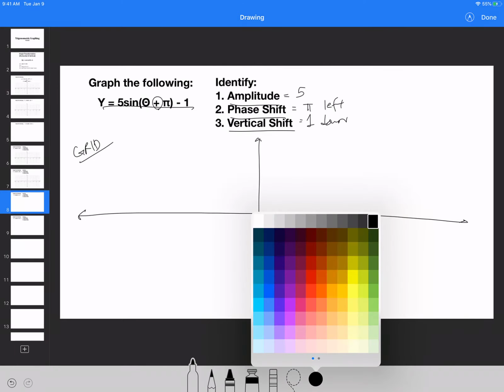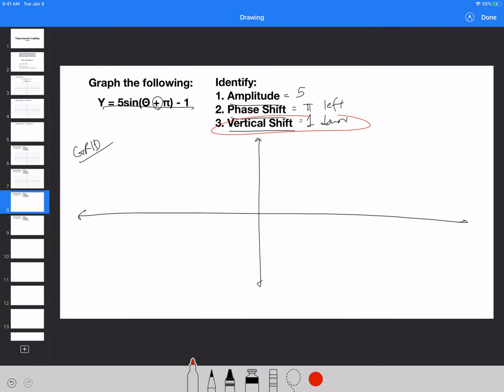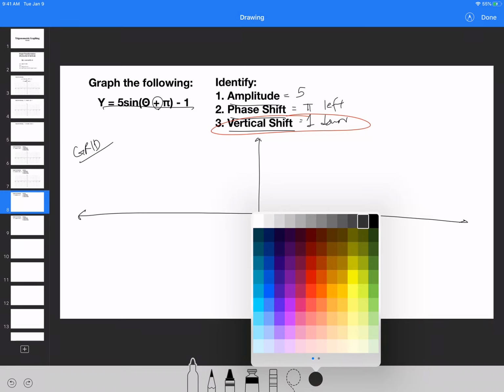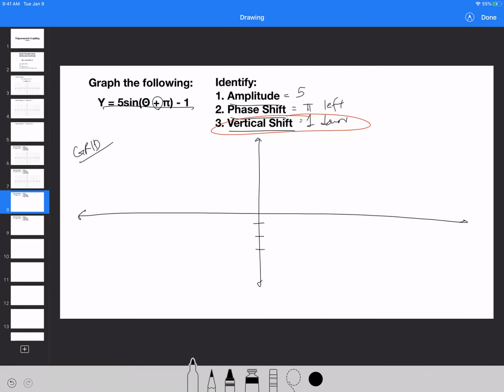Now, after all those things have been identified, you're going to start from 1 unit down, which is at -1. Then I'm going to go 1, 2, 3, 4. Maybe I should just draw the increments first. So let's say I go 1, 2, 3, 4, 5, 6. Okay, and then 1, 2, 3, 4, 5.